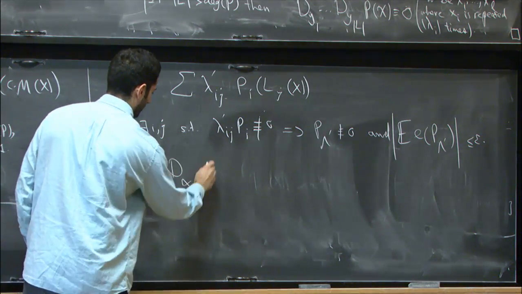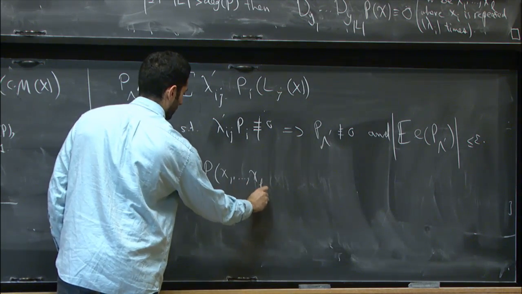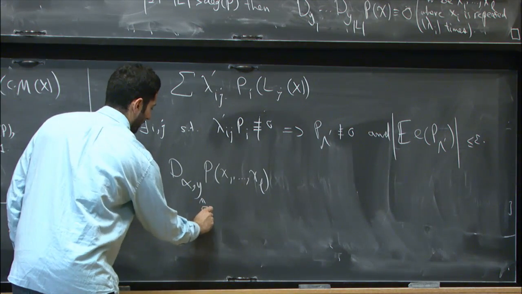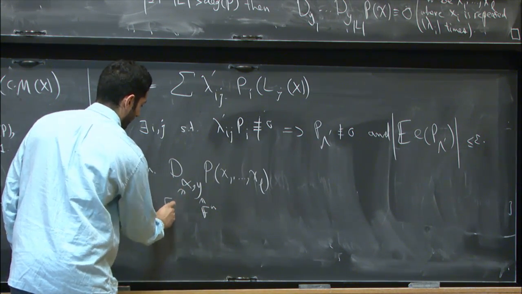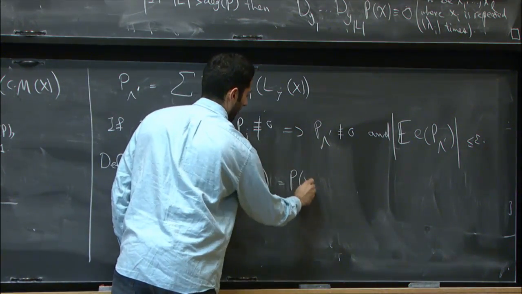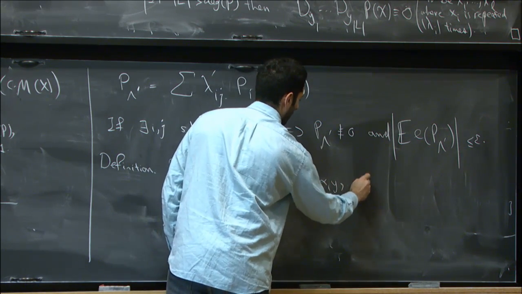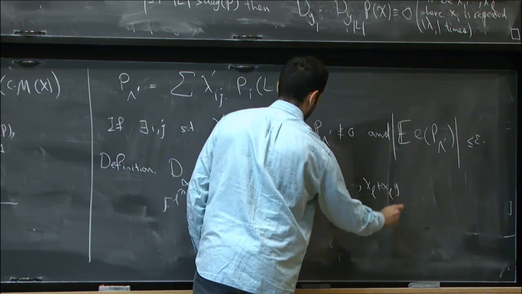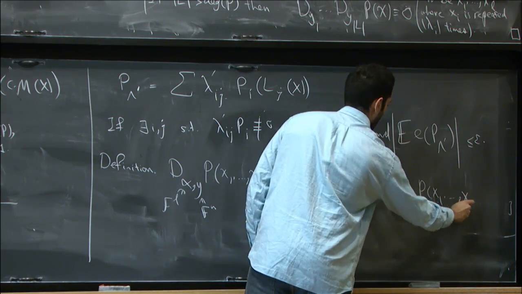So we define a way of taking derivatives of a polynomial on L vectors. Where y will be a vector in F^n, this will be a vector in F^L. So this will be p of x1 plus alpha 1 y, up to xL plus alpha L y, minus p of x1 up to xL.